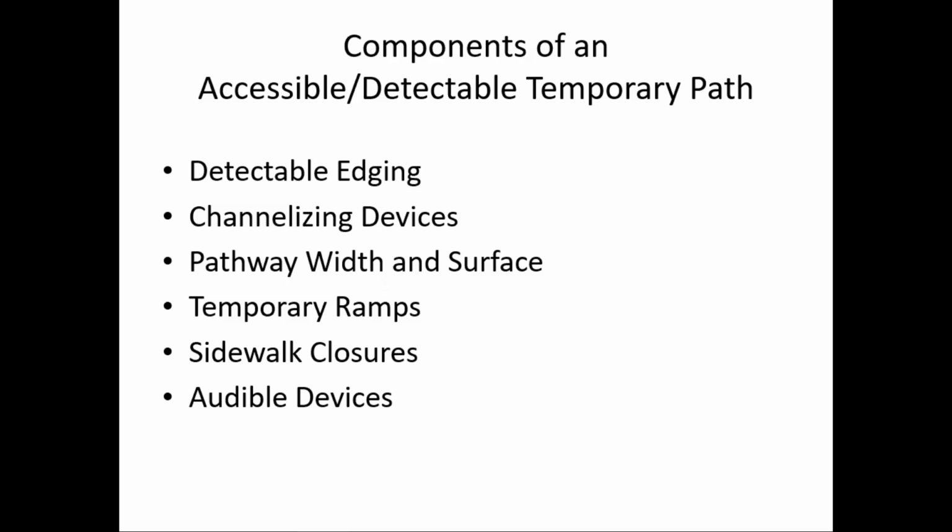Well, now let's look at the components of an accessible, detectable temporary path. I think I've alluded to some of these before, maybe others not, but these are the things that make up an accessible and detectable temporary path. Detectable edging, channelizing devices, the pathway width and surface, temporary ramps, sidewalk closures, and then audible devices. So we'll look at each of these and talk about some of the issues and requirements.